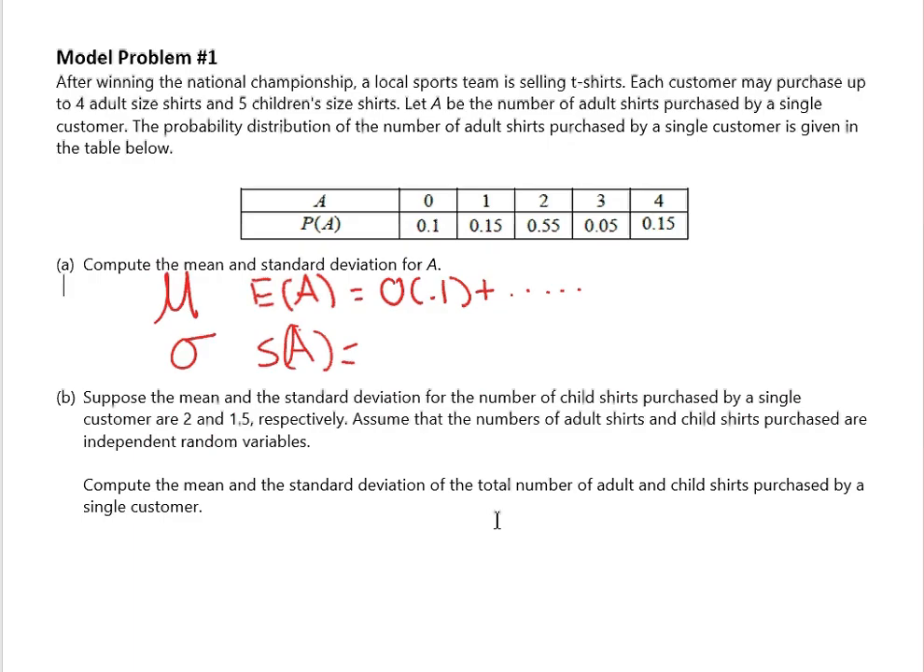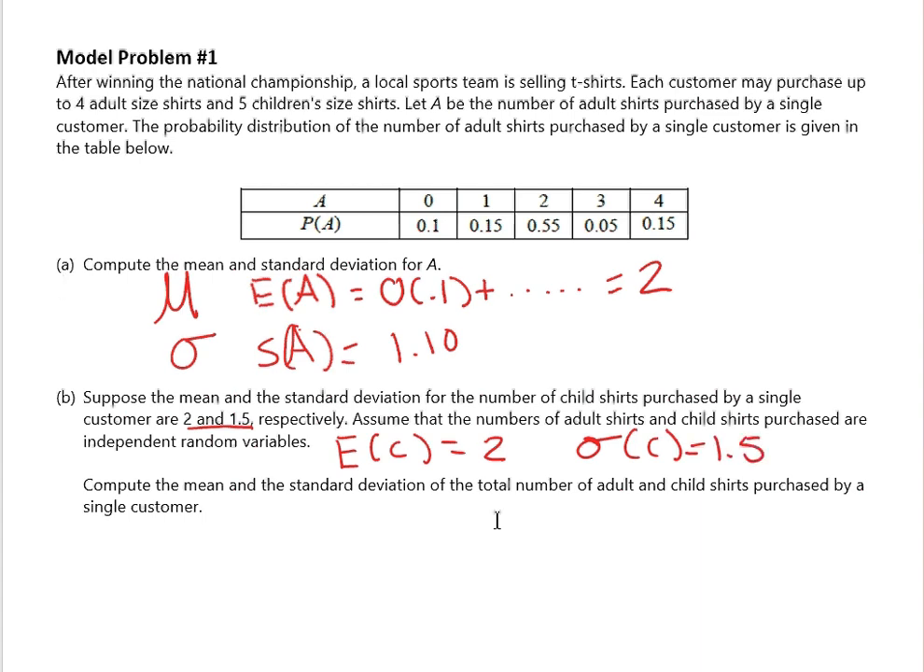Suppose the mean and the standard deviation for the number of child shirts purchased by a single customer are 2 and 1.5 respectively. So I'm actually going to write that out. The expected value for a child shirt is 2, and the standard deviation for a child is 1.5. Okay. We want to compute the mean and the standard deviation of the total numbers of adult shirts purchased and children's shirts purchased by a single customer.